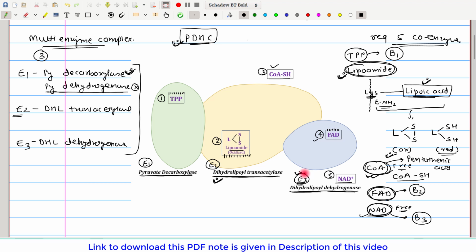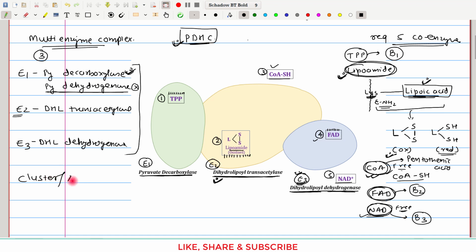Now, one more thing: I had omitted something from this diagram. In this complex I had shown only one copy of pyruvate decarboxylase, only one copy of dihydrolipoyl transacetylase and only one copy of this dihydrolipoyl dehydrogenase. But in reality, there are multiple copies of pyruvate decarboxylase, and multiple copies of each different enzyme. Because multiple copies of particular enzymes are present, we can consider it as a cluster or aggregate of enzymes having multiple copies of each enzyme.